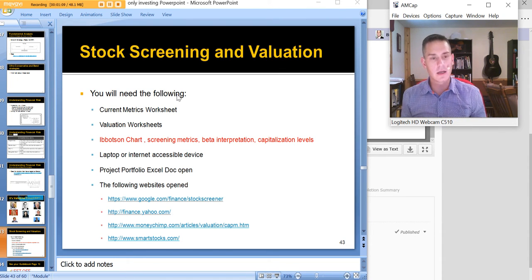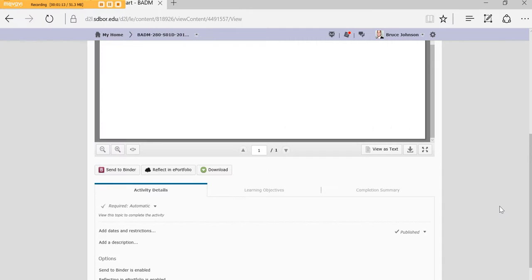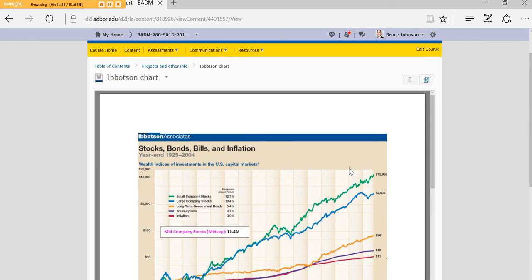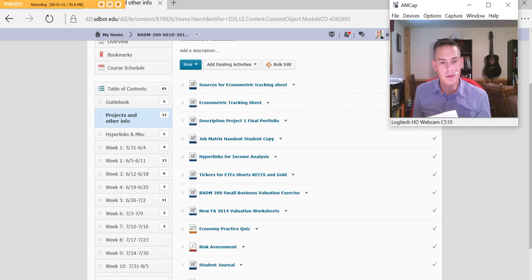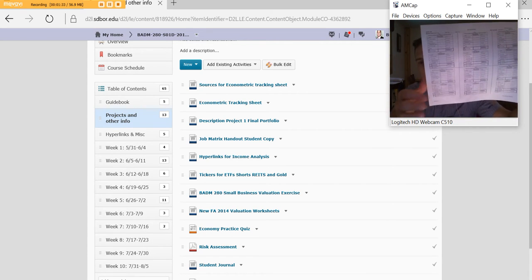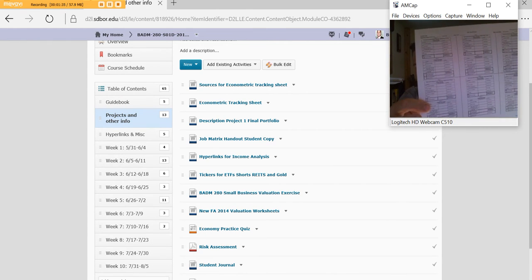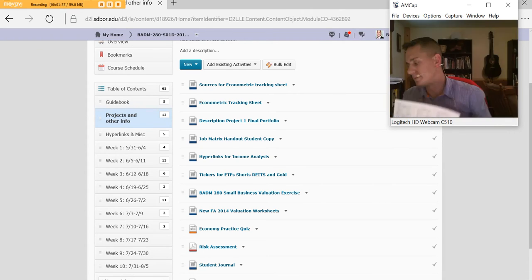The next thing you're going to need is the valuation worksheets, and you can find those on D2L. If you go to projects and other info under content, right here, new FA 2014 valuation worksheets. And you'll want to print off probably about 3 of those copies. Okay, so let me show that again. And it looks like this. And again, you're going to want to print off about 3 of those worksheets.